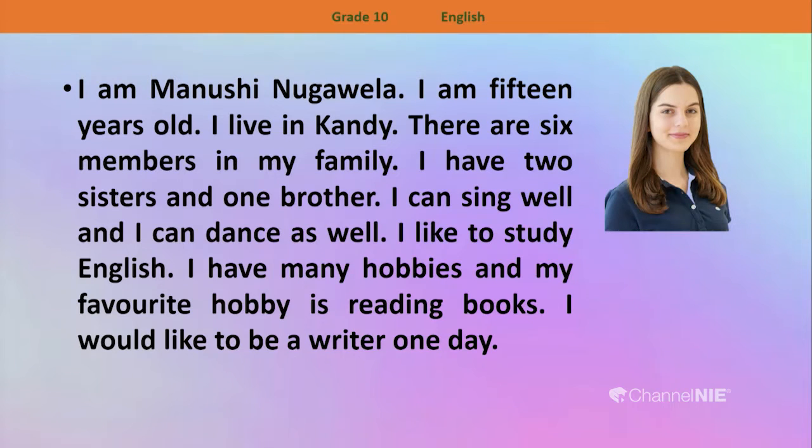I like to study English. What do you like to do? There are plenty of things that you like to do in your life. I have many hobbies and my favorite hobby is reading books. So you can write your favorite hobby as well. And finally, you have to mention your ambition. I would like to be a writer one day.